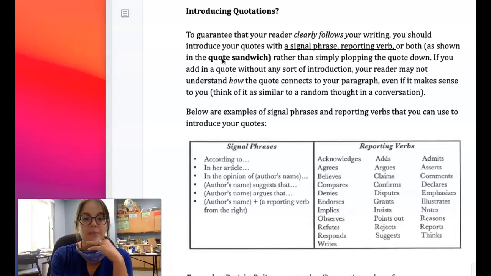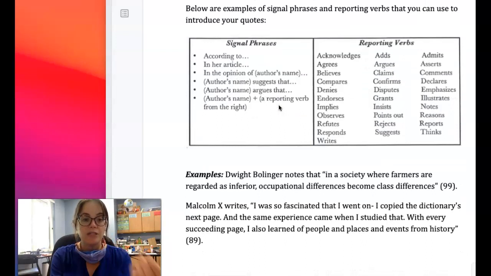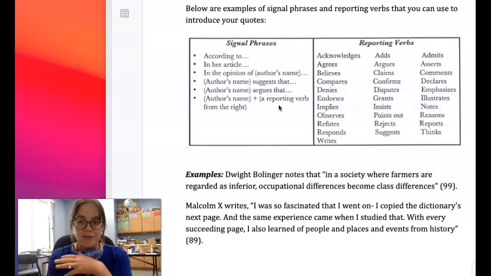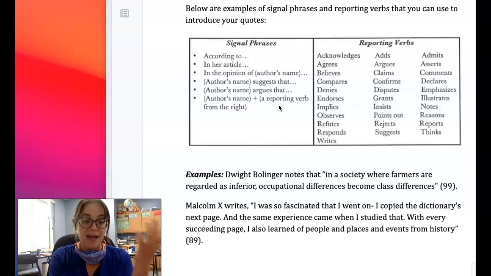Okay, so here are some examples of signal phrases and reporting verbs you can introduce to your quote. Okay, so some signal phrases: according to, in her article, in the opinion of so-and-so, so-and-so suggests that, so-and-so argues that, so-and-so whatever. One of our reporting verbs. So some good reporting verbs: acknowledges, agrees, believes, compares, denies, endorses, implies, observes, refutes, responds, writes, adds, argues, claims, confirms, disputes, grants, etc. I don't need you to say them all, but there's also just our general ones like for dialogue, like says, states, okay, that you can also use when talking about more dialogue type situations.